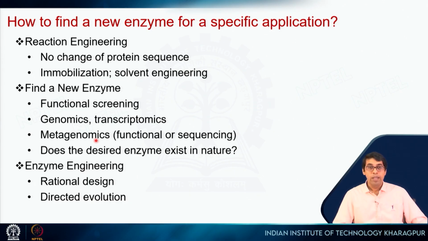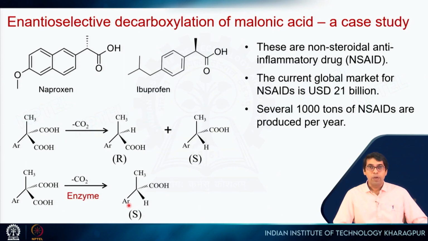In many cases, it may so happen that nature does not make any such enzyme that will catalyze your reaction. So in that case, we will have to design an enzyme starting with something that exists and completely change its active site so that it catalyzes our reaction. So that is enzyme engineering, and we will see that these are the two broad approaches. One is rational design and the second one is directed evolution.